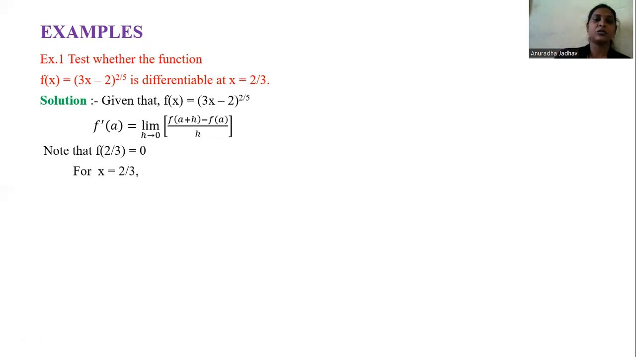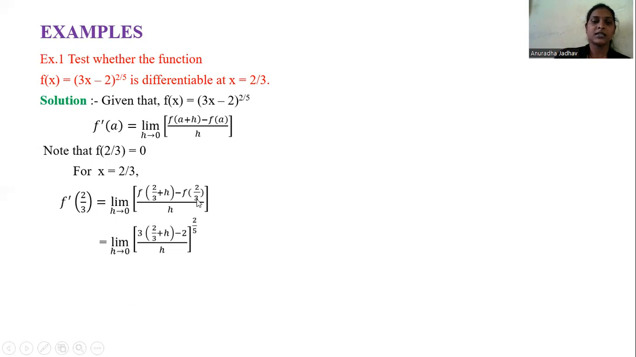For x is equal to 2/3, f dash of 2/3 is equal to limit as h tends to 0. Here put the value of a is equal to 2/3. f of 2/3 plus h minus f of 2/3 upon h. Here the value of f of 2/3 is 0.